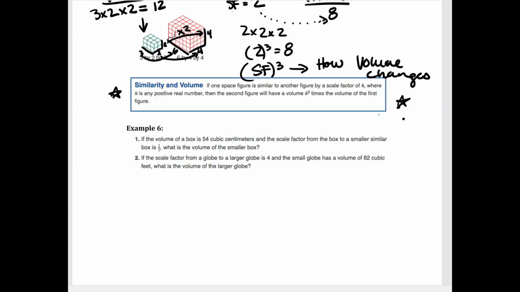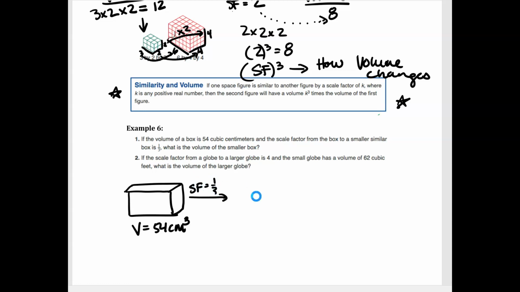For the first one, we have a box that is 54 cubic centimeters. So I'll just draw a picture. We've got a box, and let's say the volume is 54 cubic centimeters, and the scale factor from this box to a smaller one is 1/3, so it's being reduced by a factor of 1/3. What is the volume of the smaller box?